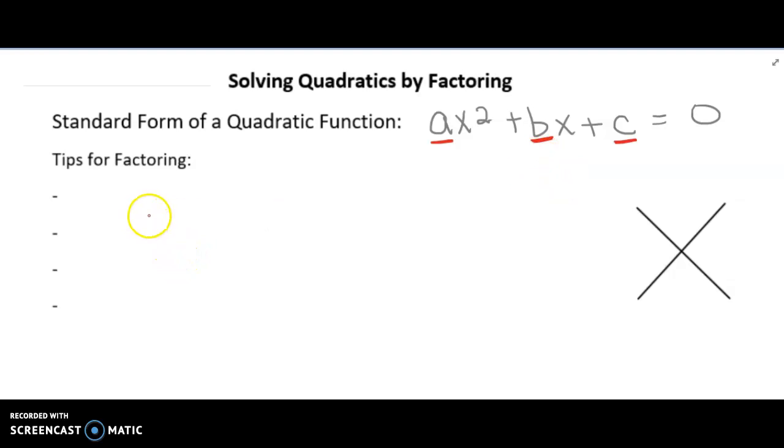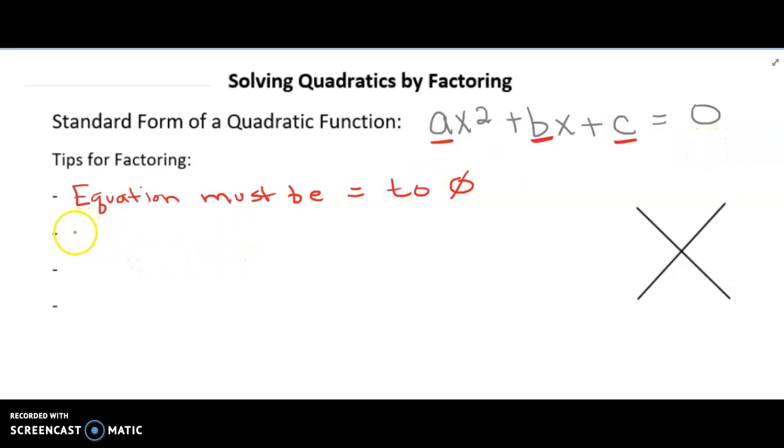Now a few tips for factoring. The first is that the equation must be equal to 0. Like here, it's equal to 0. If it's not, we need to rearrange the equation and make it equal to 0.